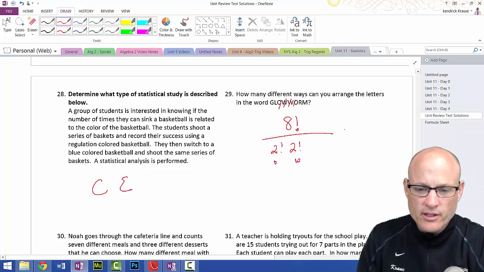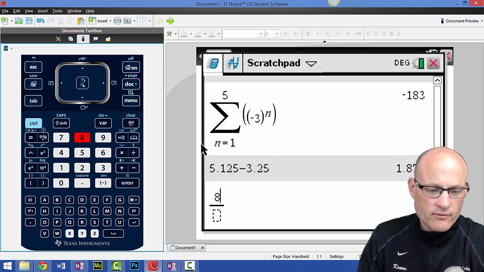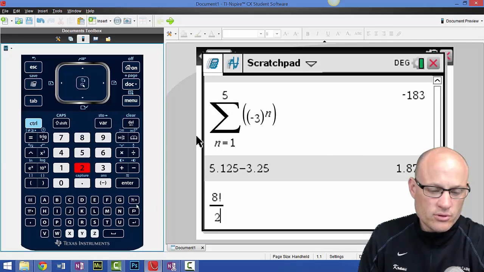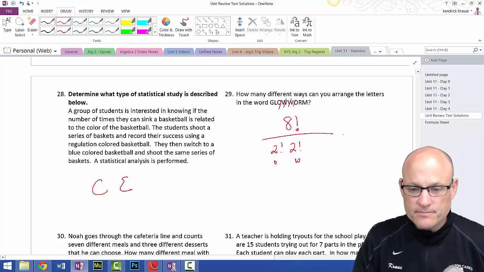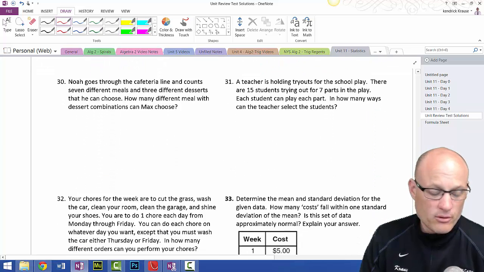If you put this in your calculator, you go control, division, 8 factorial over 2. I'm just going to do 2 times 2 because 2 factorial is 2. 10,080. I could put 2 factorial in, but 2 factorial is just 2 times 1, so done.